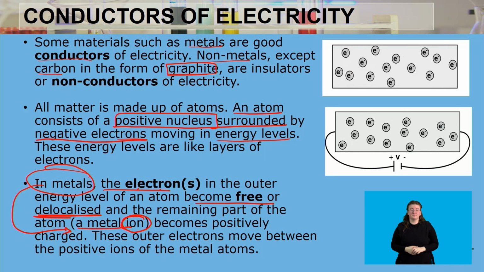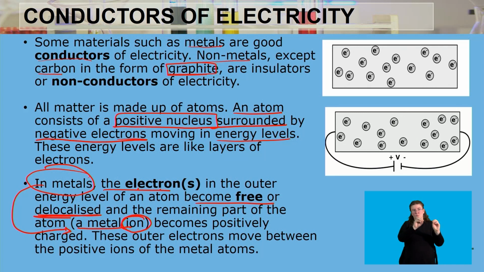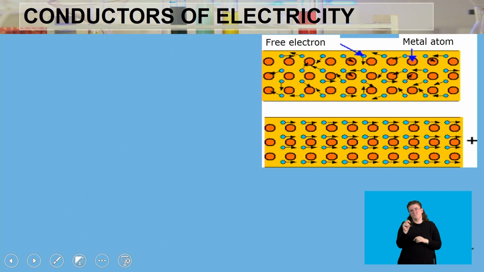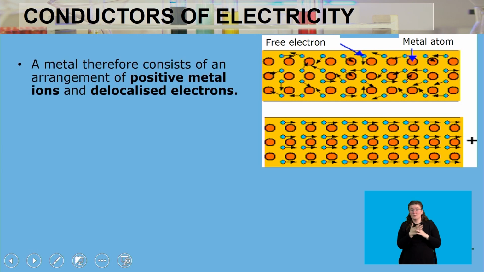So these outer electrons move between the positive ions of the metal atoms. Those electrons on the outer layer are moving between the positive ions. A metal, therefore, consists of an arrangement of positive metal ions and delocalized electrons. Now, as we can see in this picture, we have our free electrons. The free electrons are the ones that take part in chemical bonding, and as it stands like this, the electrons are moving in all random directions.